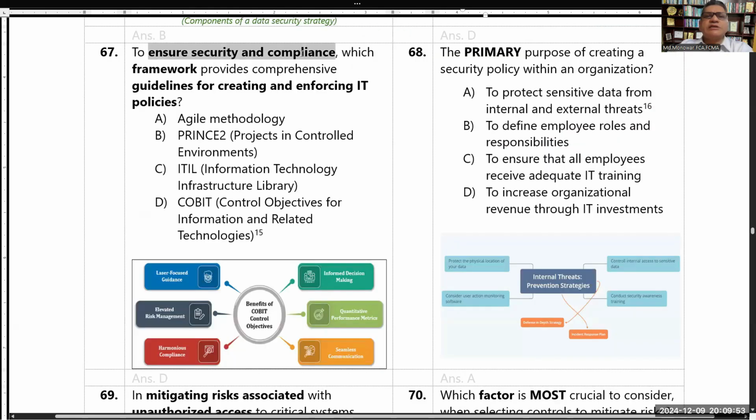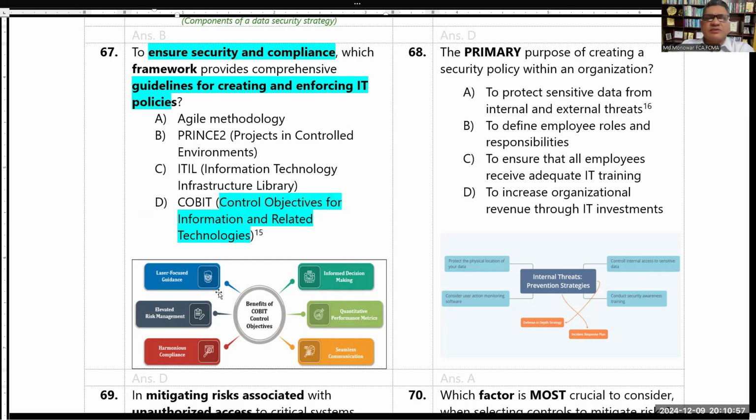To ensure security and compliance, which framework provides comprehensive guidance for creating and enforcing IT policy? So here, the Control Objectives for Information and Related Technologies is from ISACA. The benefits of COBIT are areas of focus guidance, evaluated risk management, harmonized compliance, informed decision making, quantitative performance metrics, seamless communication, etc.